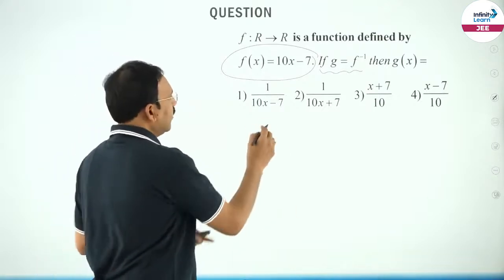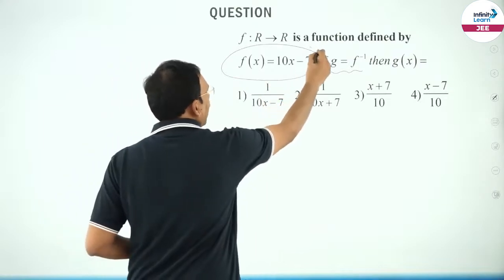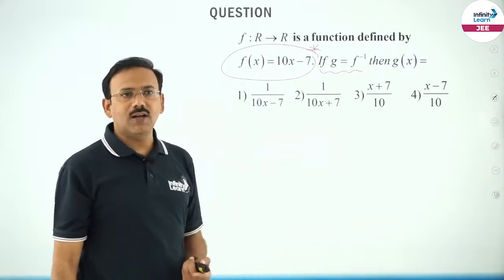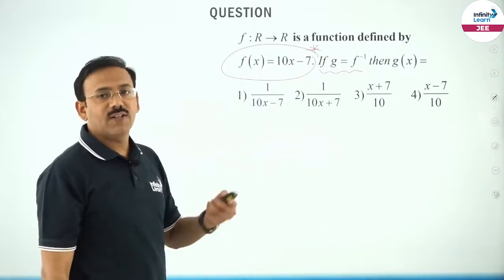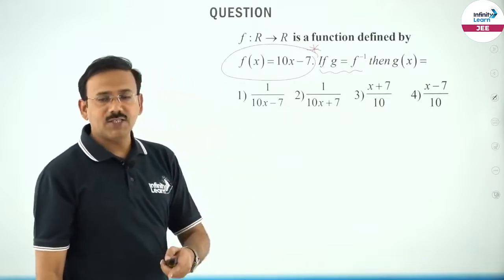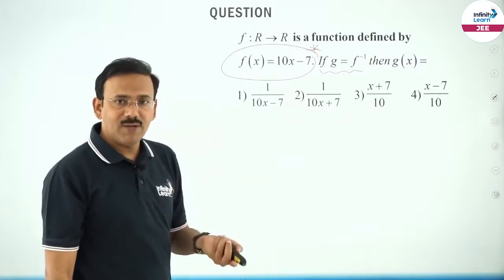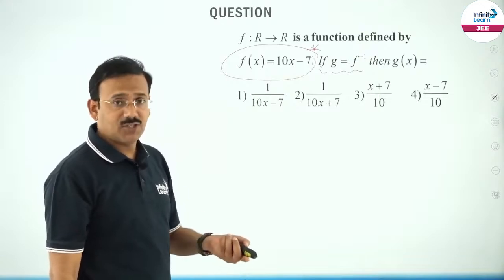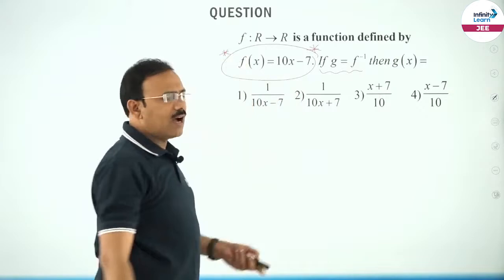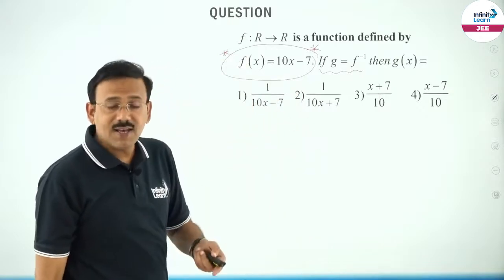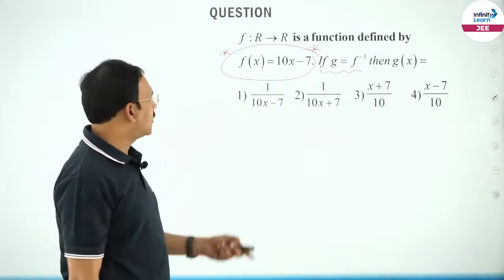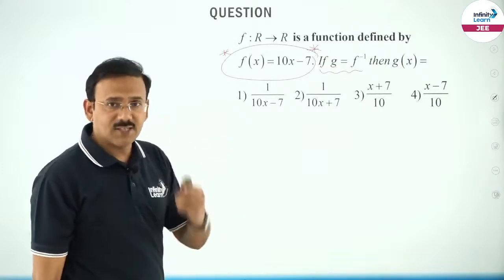Friends, whenever f of x is given which is bijective, as already mentioned in all the options, I am not going to check whether it is a bijection or not. Otherwise, if the given function is not a bijection, the inverse would never exist, never be a function. Of course, 10x minus 7 is a linear expression which represents a straight line. It is a non-horizontal straight line, so it will definitely be a bijective function.